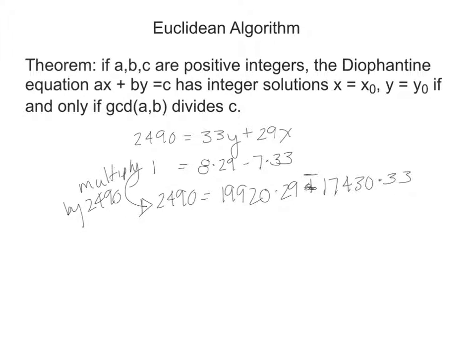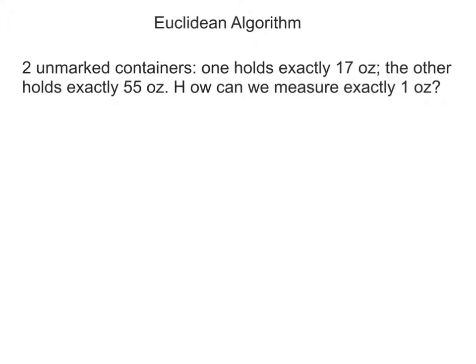And then we did some other manipulations, and this was a minus, in order to have positive solutions. So our last example of the Euclidean algorithm, we have the problem of, we have two unmarked containers. One holds exactly 17 ounces, the other holds exactly 55 ounces. How can we measure exactly 1 ounce?